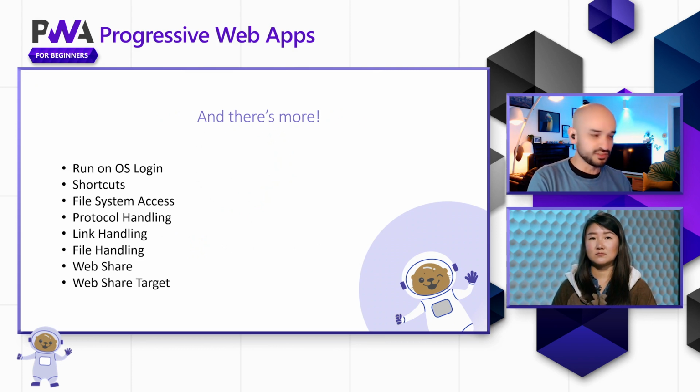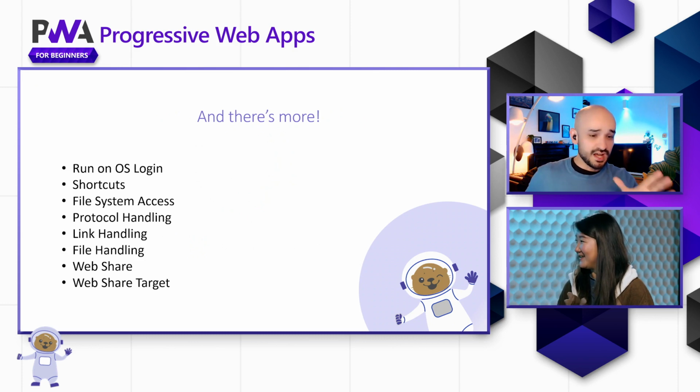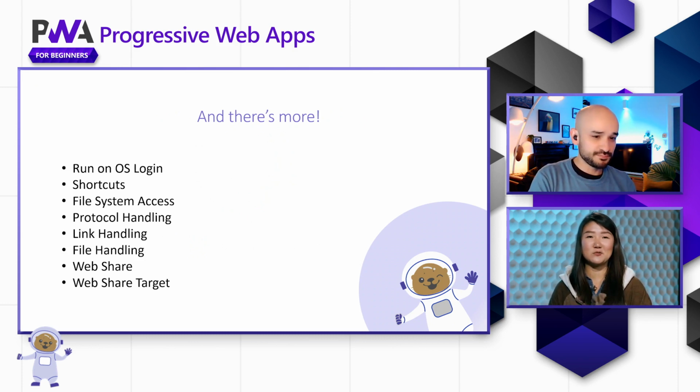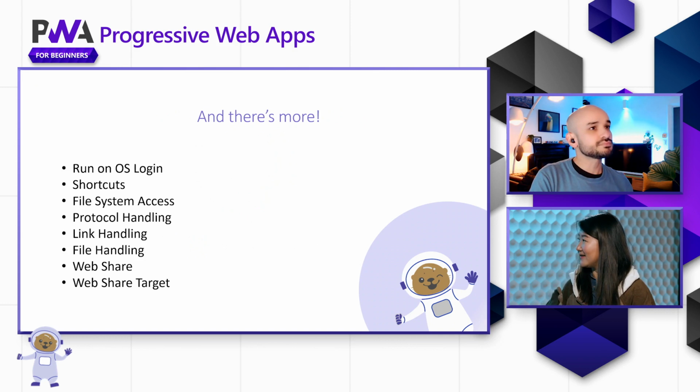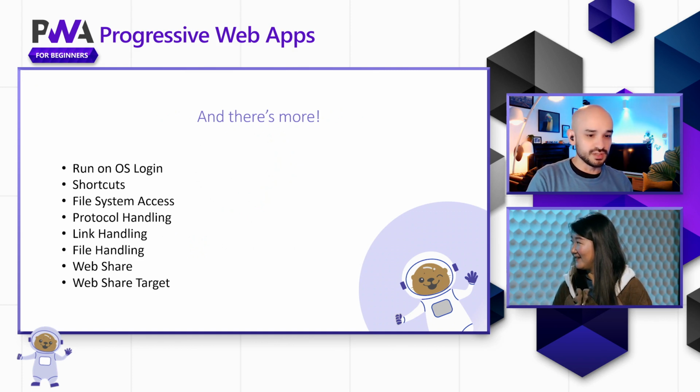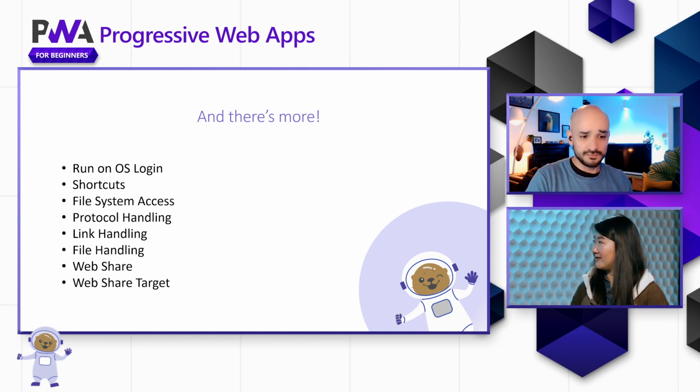What do you think run on OS login does? Does it mean that when I open up my computer, it can automatically turn on? Bingo, that is it. You nailed it. PWAs can actually do that. We have shortcuts. I know this one. If you right click on an icon on the taskbar, there would be more than just open as a task. Yes. And it allows you to go into a deep link of your app.